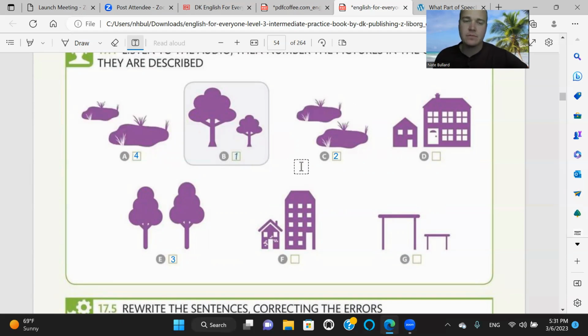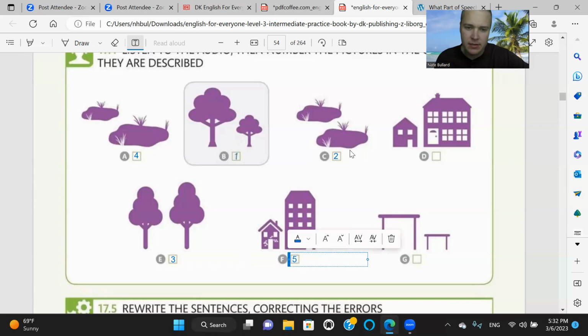Number 5. One of the houses is much taller than the other. I think it's gonna be maybe F. Both of these could be correct. Let's skip this one. I think it's gonna be F, but let's go with F, and we can change it if we were wrong, but I think this is gonna be the best answer. Let's go to number 6.